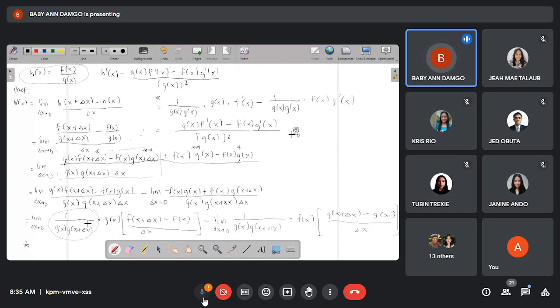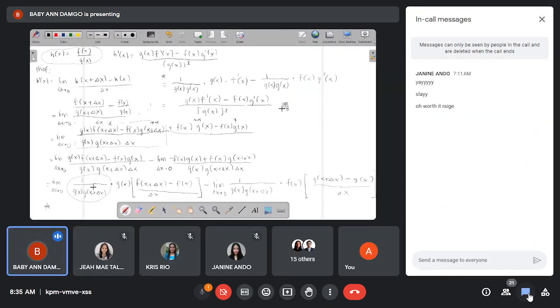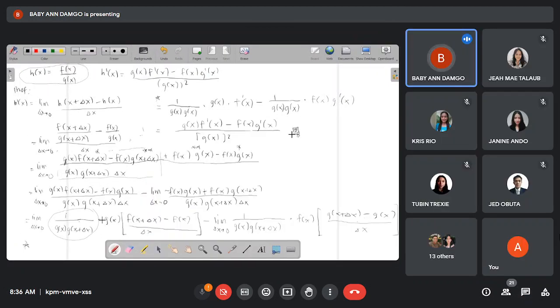So, we have now applied the limit. It looks like the limit of a product, so we can apply it here. The limit of this is 1 over g of x times g of x, since the change of x goes to 0. Next, the limit of this is still g of x, so it is not affected by the change of x.